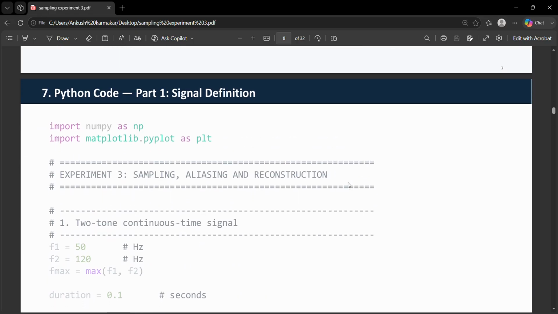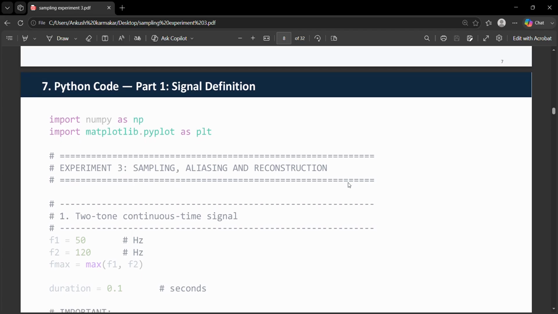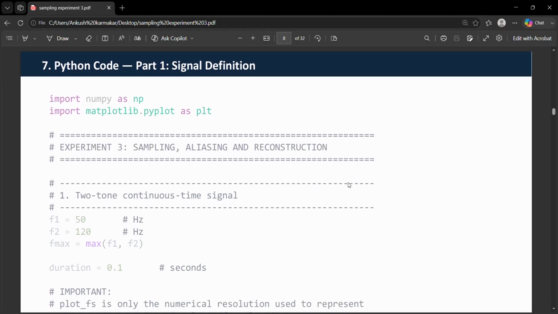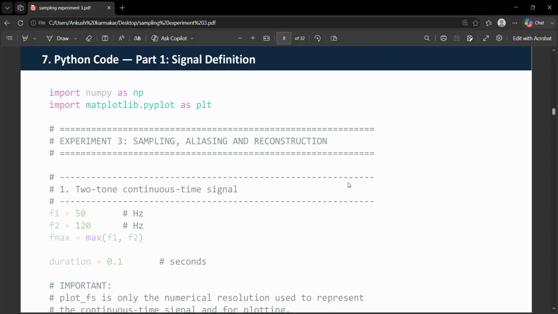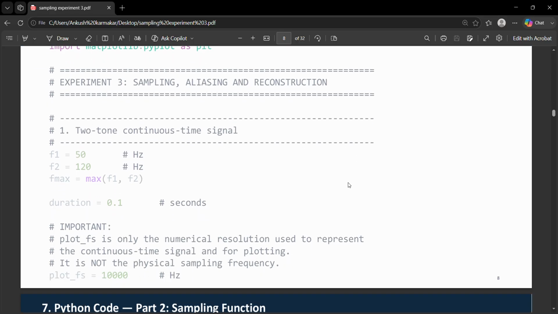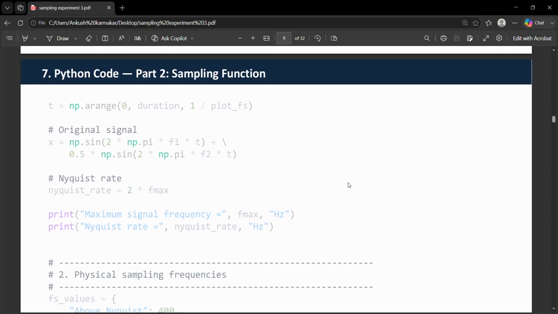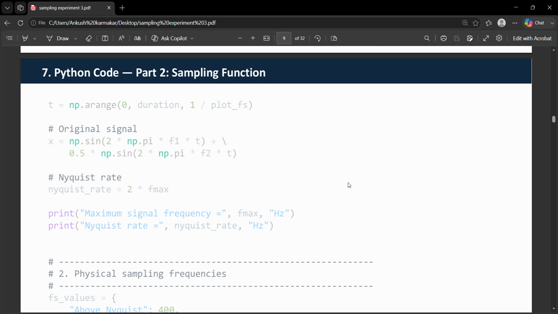Sampling parameters. Here the continuous time signal is generated and the Nyquist rate calculated. Since the highest frequency is 120 Hz, the Nyquist rate becomes 240 Hz, then I define the three physical sampling frequencies: 400, 240 and 180 Hz. Sampling function. This function performs the actual physical sampling for a given sampling frequency. It creates the sampling instants using Ts equals 1 by Fs and calculates the signal values at those instants.